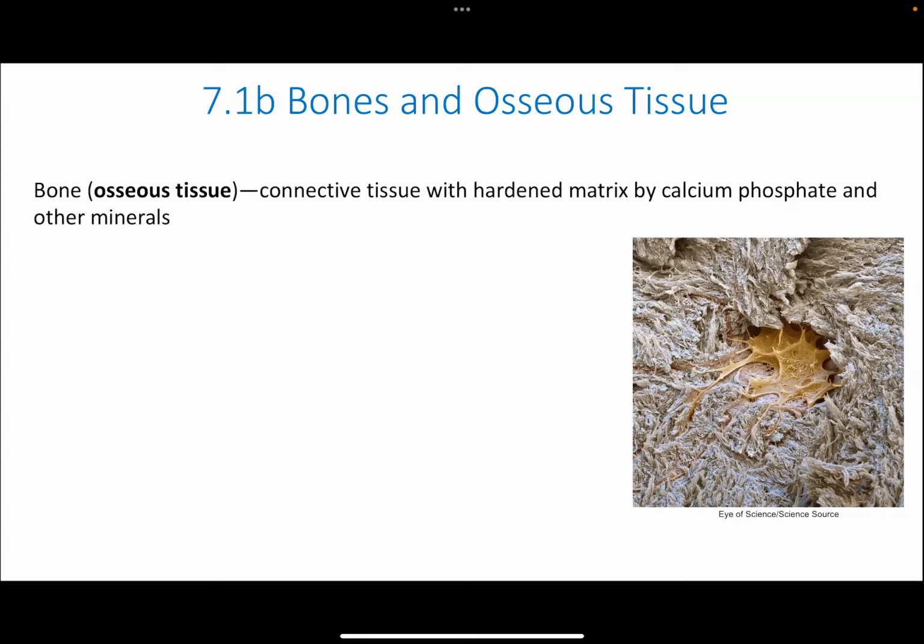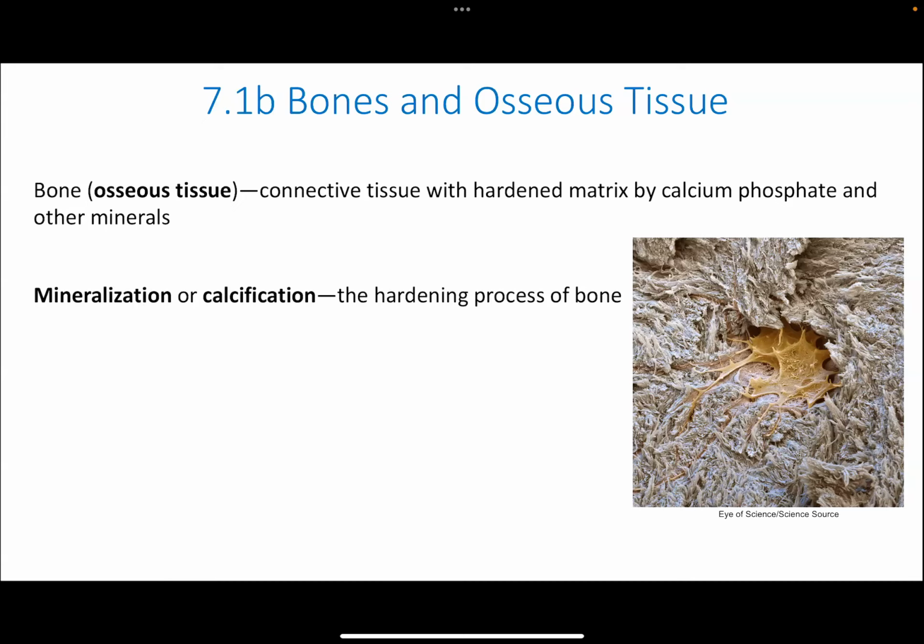Bones and the tissue that make up bones is known as osseous tissue. So bone itself is osseous tissue. This is a connective tissue, as we've mentioned before, but it has a very hard matrix. And the matrix is made hard by minerals of calcium phosphate and other minerals.